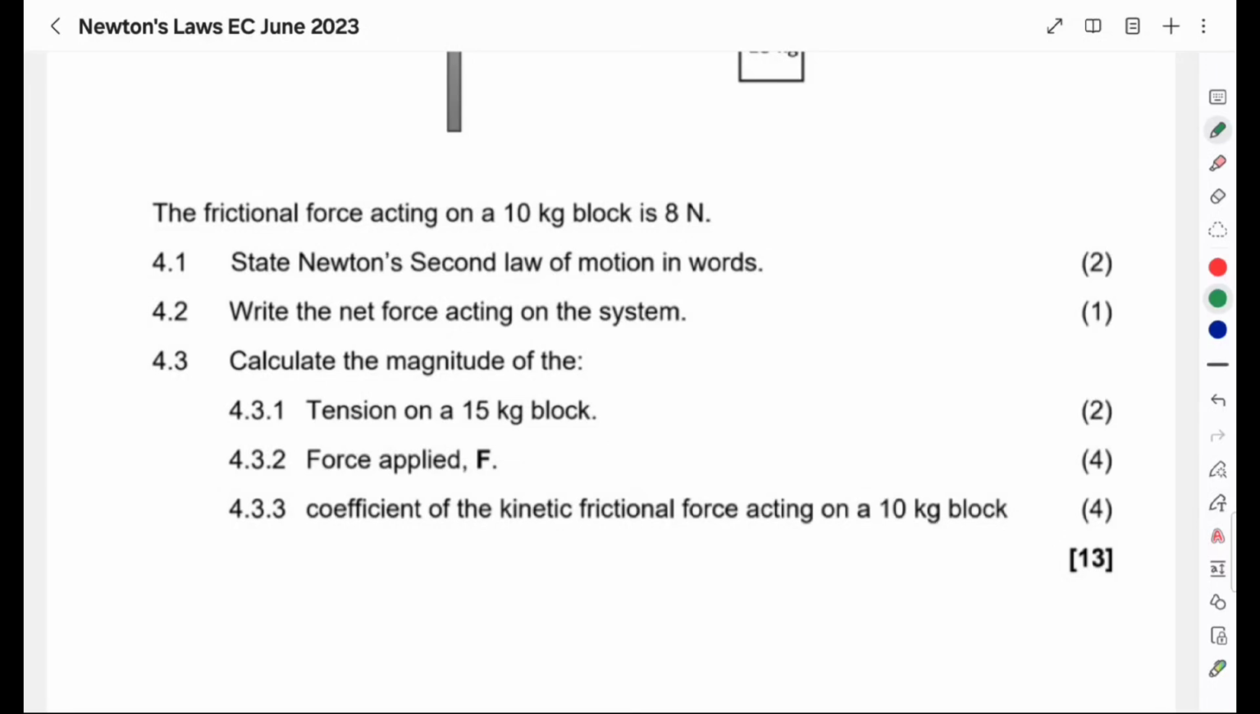Then we have question 4.2. Write the net force acting on the system. Now, keep in mind, it was stated that the objects are moving at constant speed. Constant speed means that acceleration is 0. So F net equals ma. If acceleration is 0, 0 times m is 0. So your net force will be equal to 0. So let's write this out quickly.